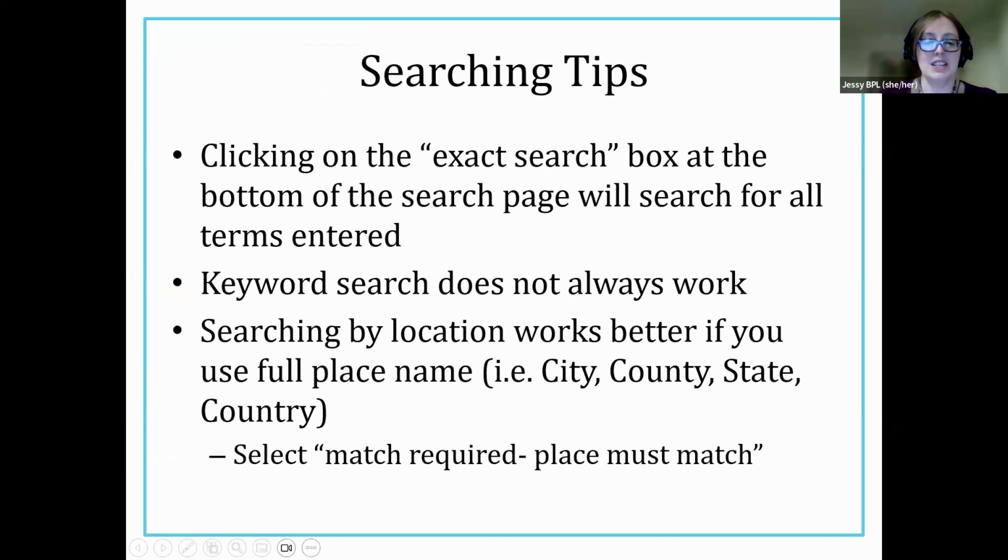All right. So we're going to talk through these steps first, and then I'm going to show you what it looks like. So you would want to click on the exact search box at the bottom of the search page, and we'll show you why you want to do that. I will also warn you, keyword searching does not always work. That's particularly important if you're trying to look for newspaper articles. Also, if you do know a location, it sometimes will work better, especially if it's a place in the United States, to put in city, county, state, and country. If you know that information, you will be able to find some things just by putting in the city. It's a little trickier with county and state. Also, you're going to see why in a minute. You want to select match required, place must match. So we're going to take a look at that.